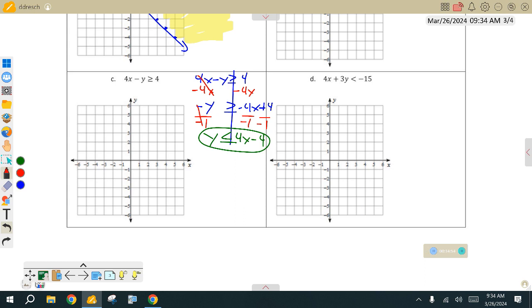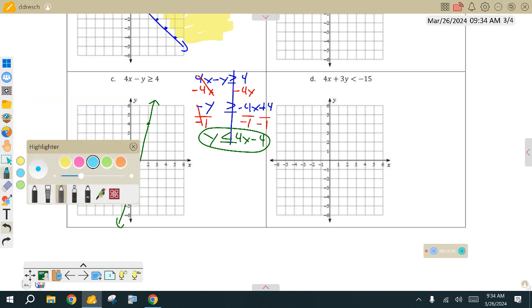All right, let's finish it off now. What do we got? -4 and the slope is 4/1. Up 4, right 1. Up 4, right 1. Take your y-intercept and solid or dashed? It is solid. And above or below?